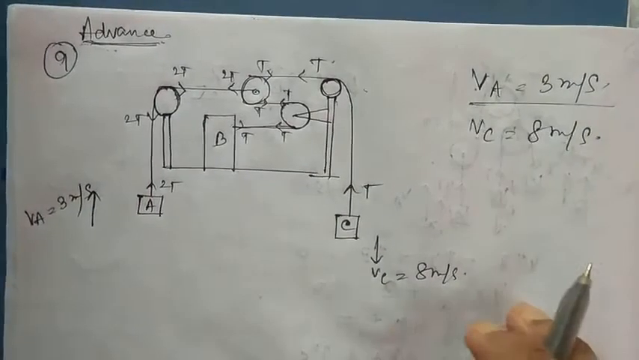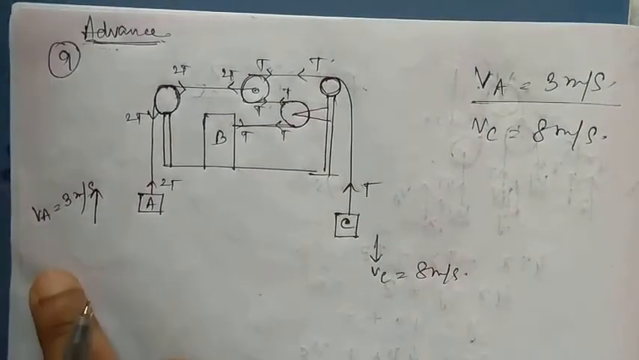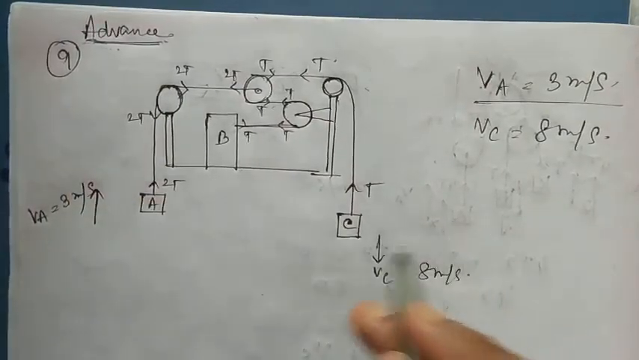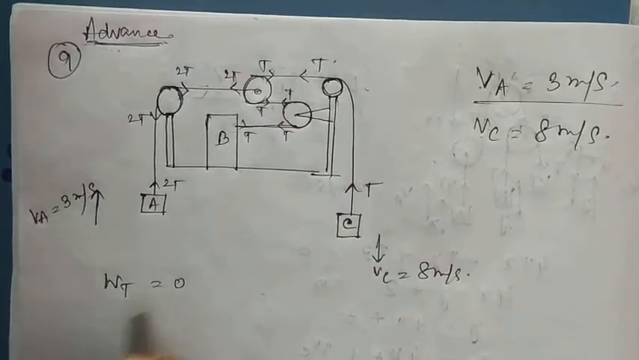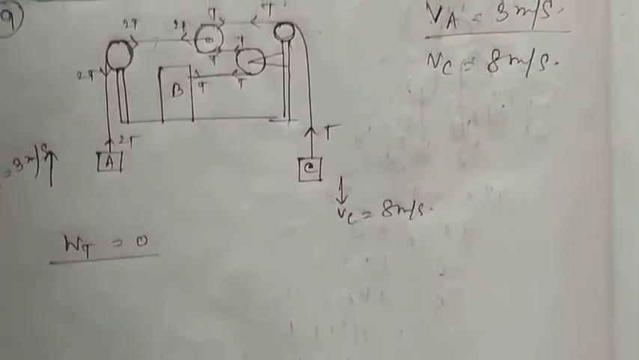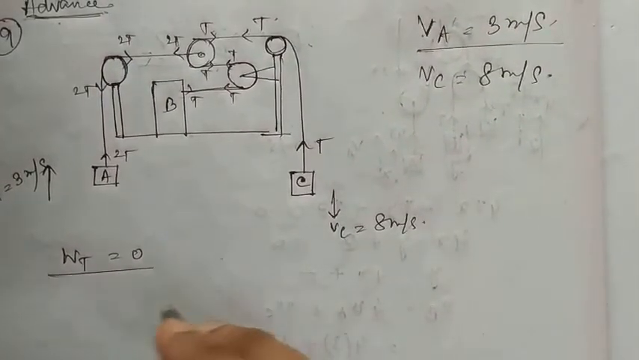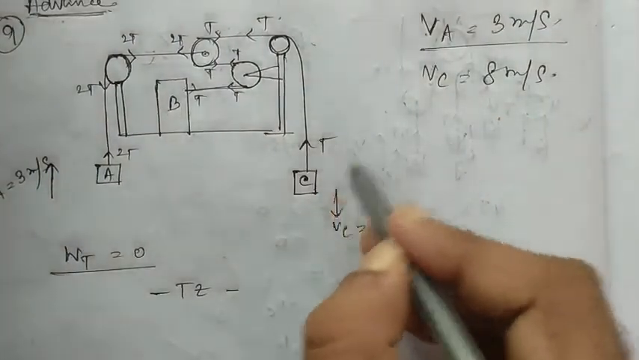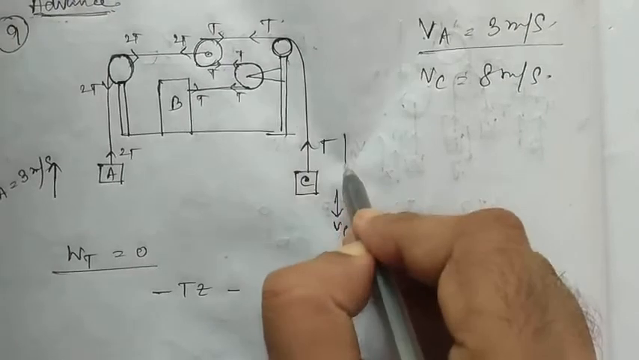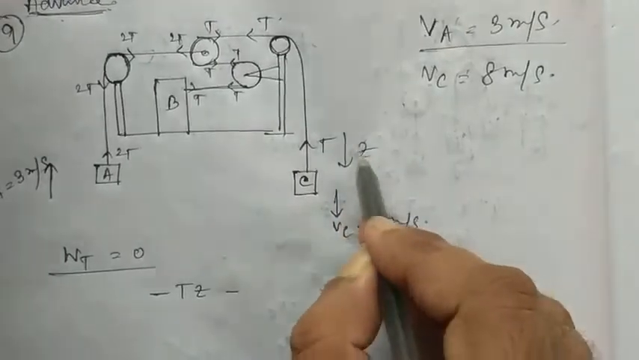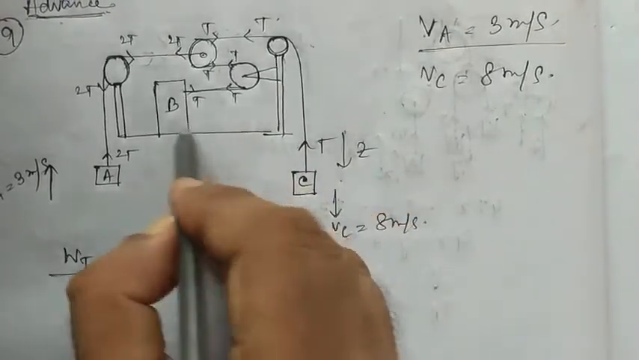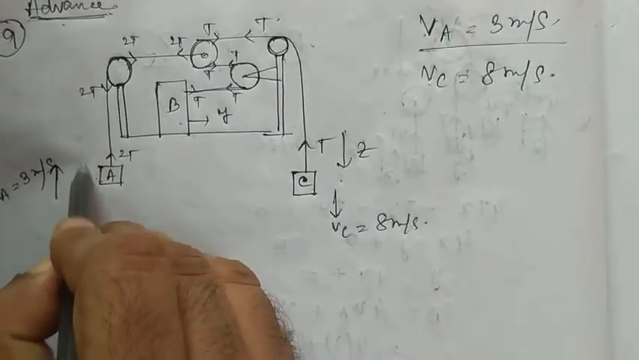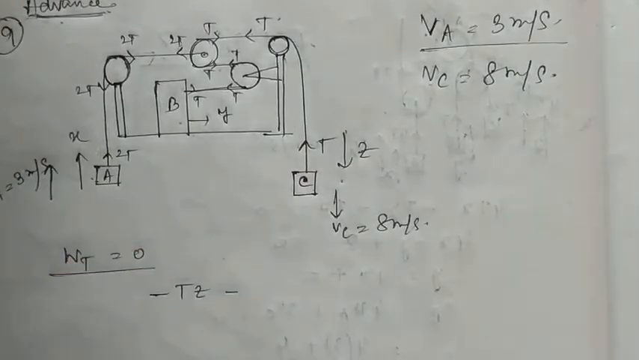The velocity of C is equal to 8 meter per second and VA is equal to 3 meter per second upwards. This is downwards, this is upwards. So writing this equation, W_T is equal to 0, work energy theorem. What can we write? Minus Tz. Z means this moves down with the down displacement, x is the displacement of A, B moves displacement y, and this block suppose moves up with the displacement x.